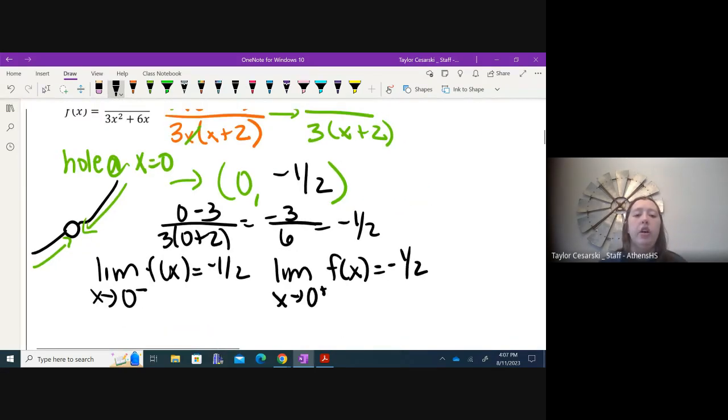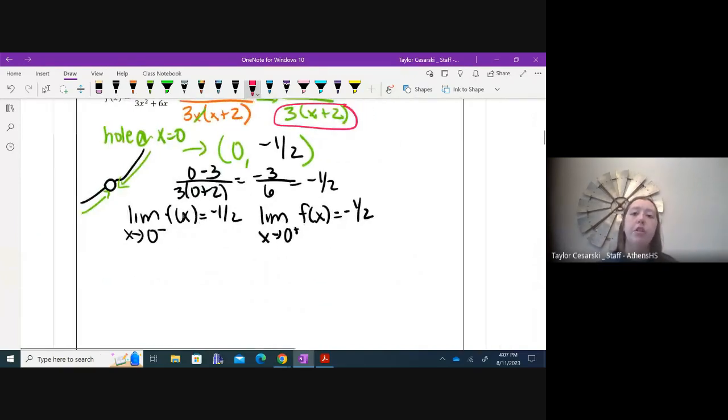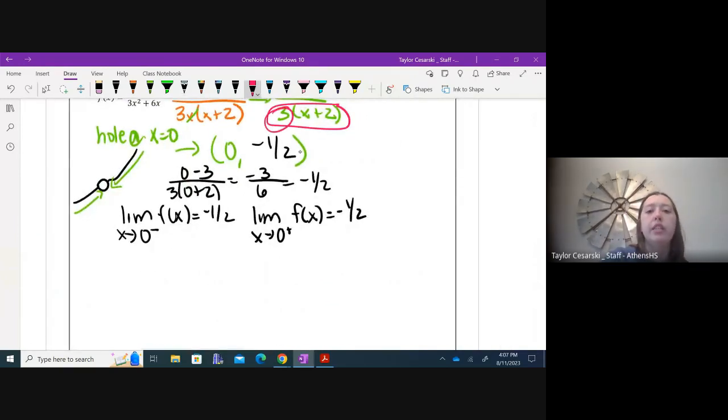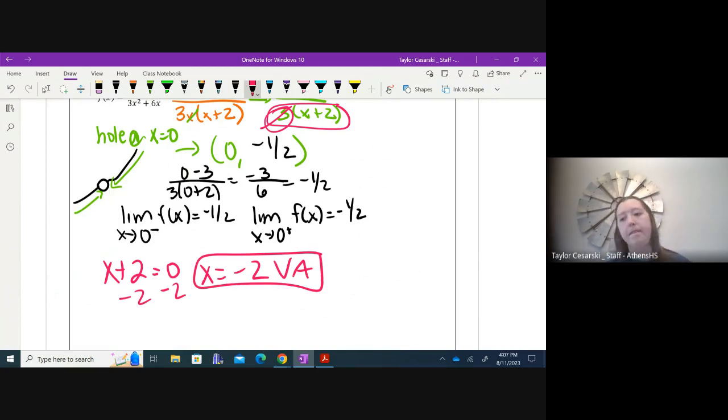All right, so next let's talk about what else it wants. Vertical asymptotes. Vertical asymptotes occur when you set your denominator equal to 0 after you factored and canceled. I don't really need this 3. It's not going to affect it. So I'm just going to do x plus 2 equals 0, minus 2 from both sides. x equals negative 2 is your vertical asymptote. Okay.